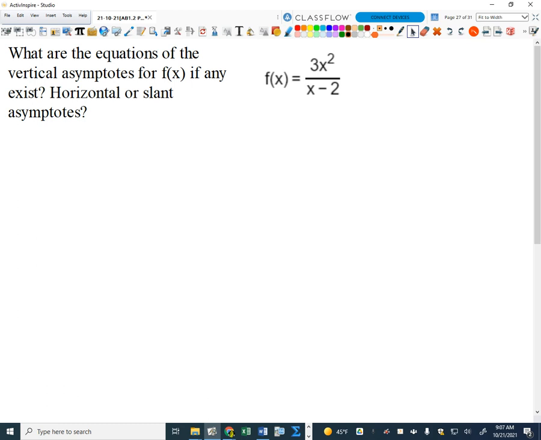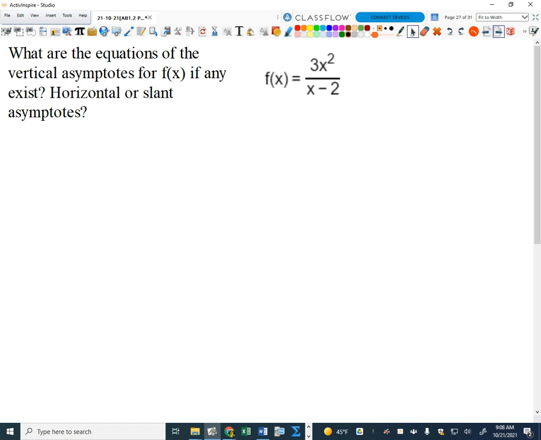How about that one? Any vertical asymptotes? Thumbs up or thumbs down? Give you a second to think about it. Vertical asymptotes. What do you think? Are there any exclusive zeros at the bottom? Zeros on the bottom and not the top? Does that make sense?